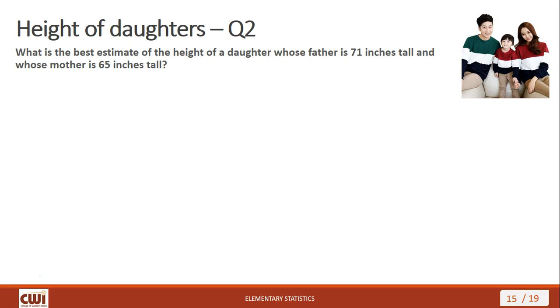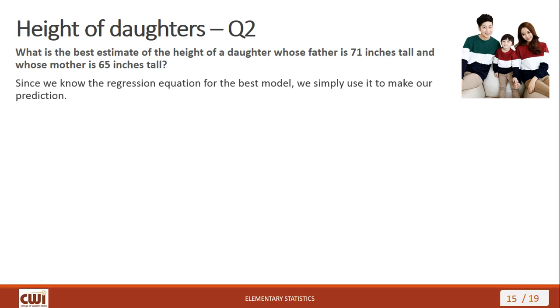We have our best model. We're given a father height of 71 inches and a mother's height of 65 inches. Well, we're given more information than we actually need, right? We know the regression equation for the best model, so we can use it to make our prediction. Here's our regression equation. Notice the height of the father is not here, so we were given more information than we needed. I'm just going to put the height of the mother in, 65, punch that out on my calculator, and I get 64.7. This is the height of the daughter, as predicted by our regression model.